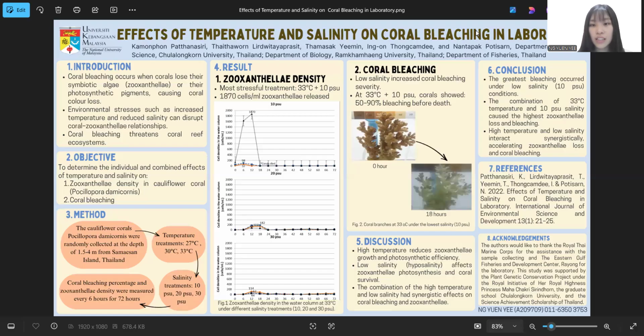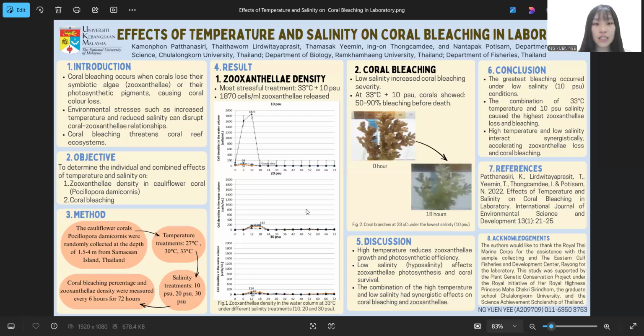The zooxanthellae reached up to 1087 cells per milliliter. This indicates that the stressful environmental condition caused the corals to lose more zooxanthellae, which is shown in the graph in figure 1.